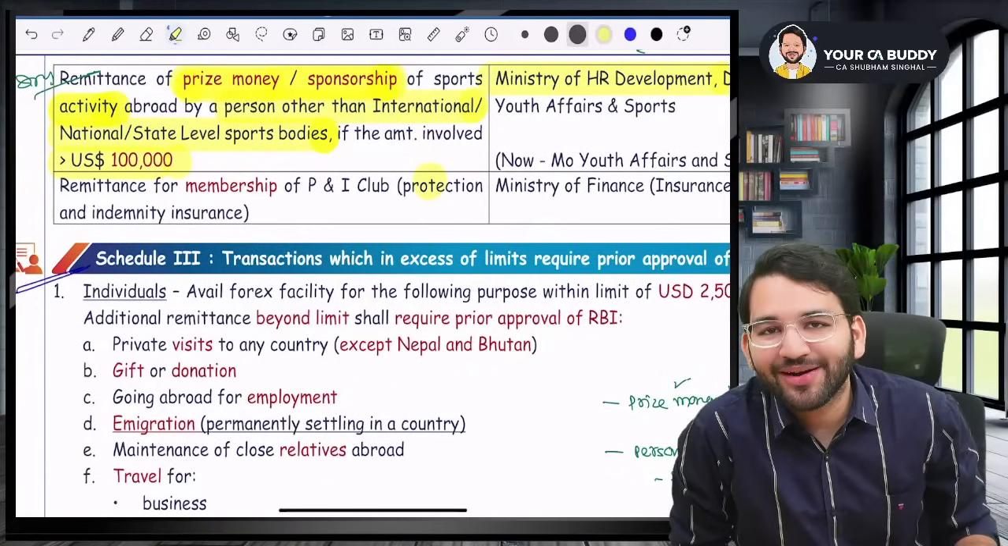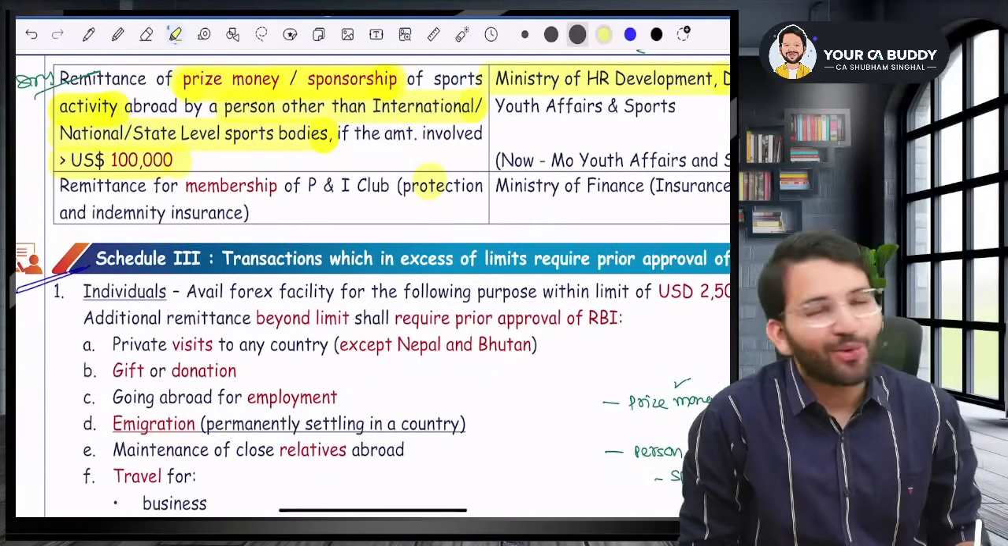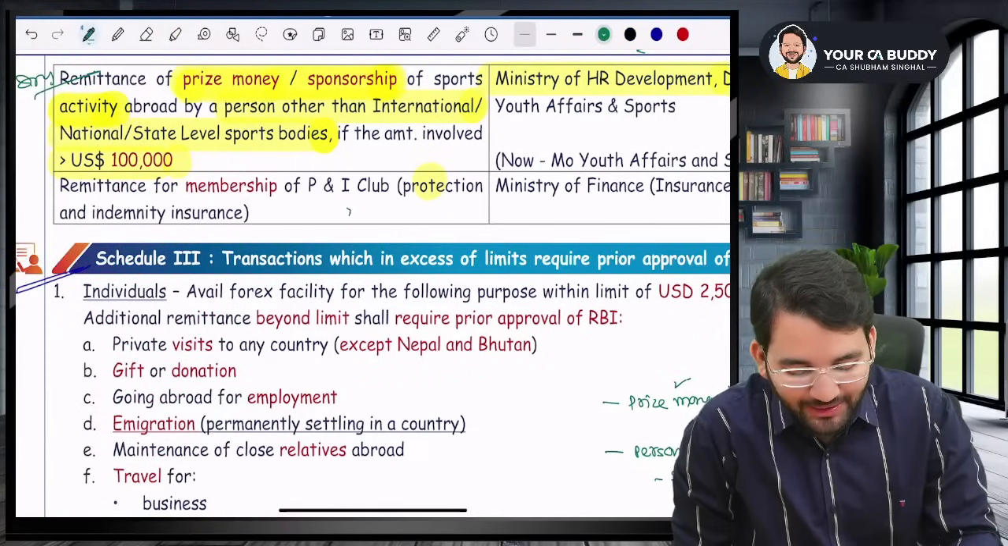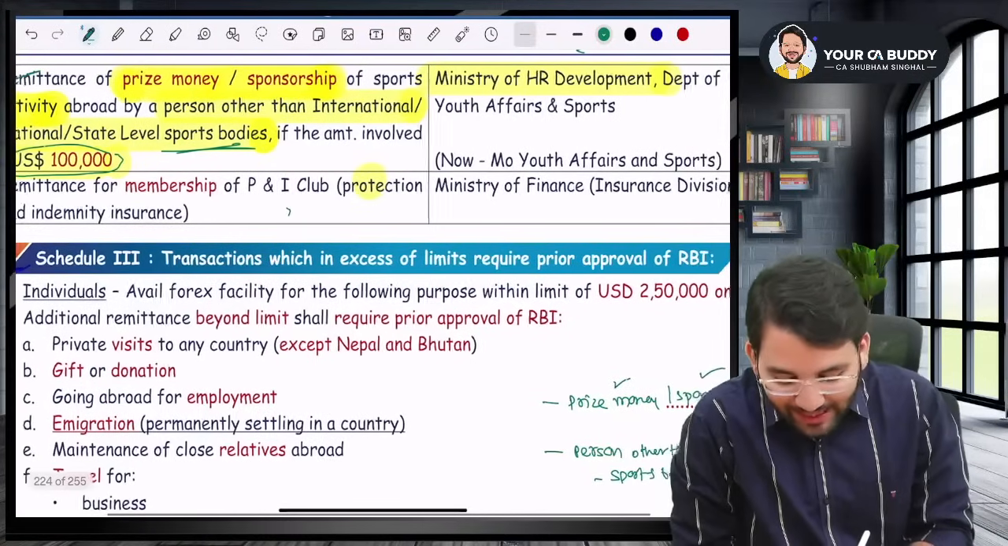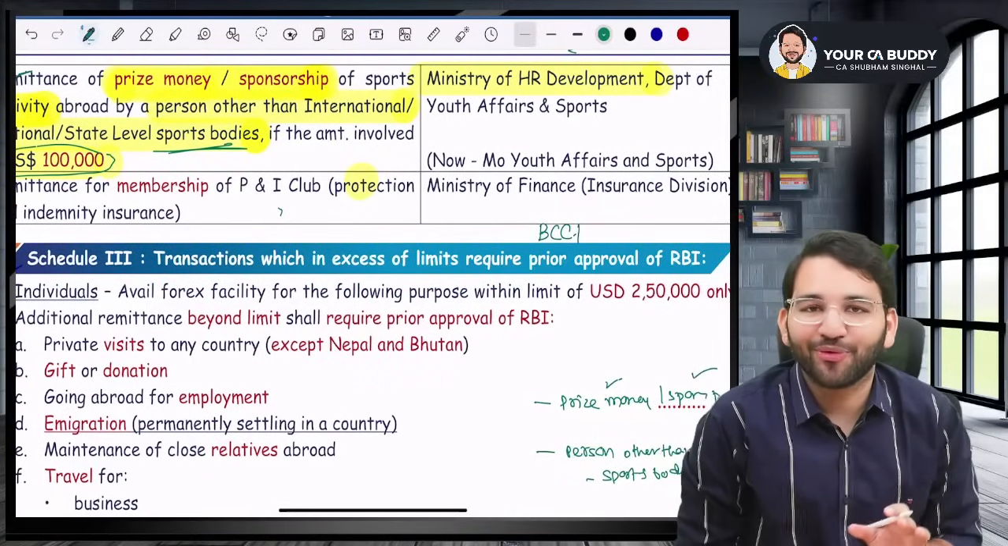Why are you wasting our dollars? Why are you wasting our money? Don't waste our money. You will have to take approval because it exceeds $1 lakh and you are not a sports body. But if BCCI decides to make the payment, they'll not have to take approvals.